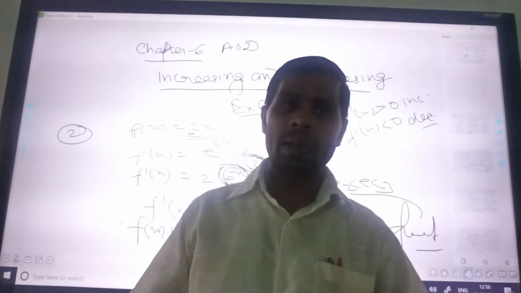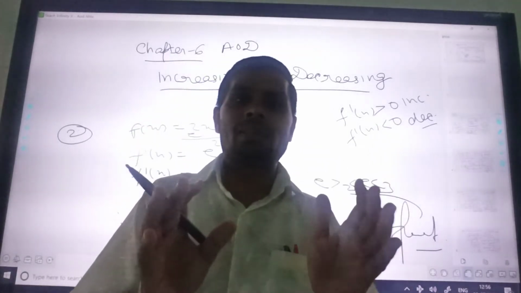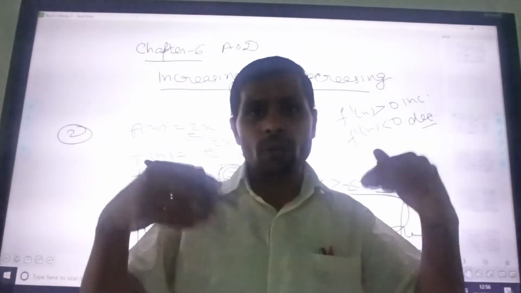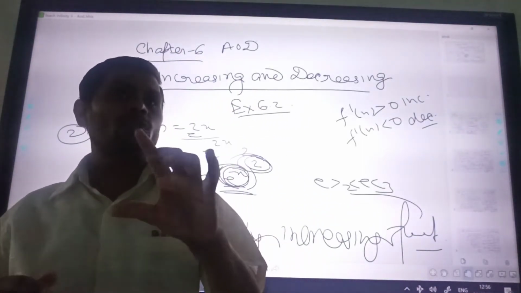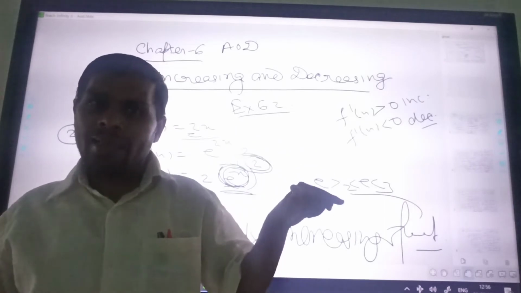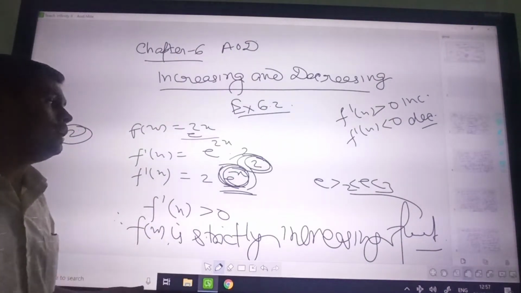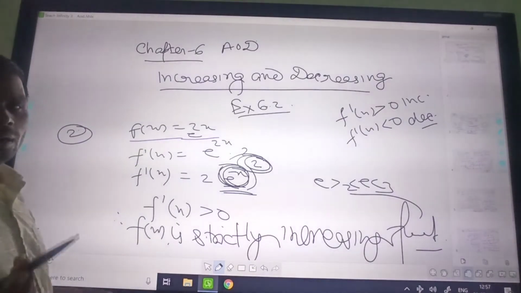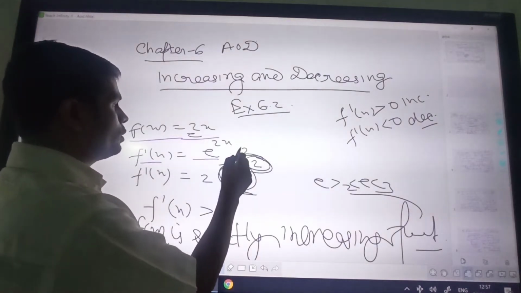Is it clear? I am again repeating, if you want to prove that the function is strictly increasing, then you have to prove that f dash x is greater than 0, and if you have to prove that the function is strictly decreasing, then you have to prove f dash x less than 0. Here we want to know that the function is strictly increasing. So f(x) is given to us, then you will find the derivative, that means f dash x. f dash x is equal to e raised to the power 2x into 2.